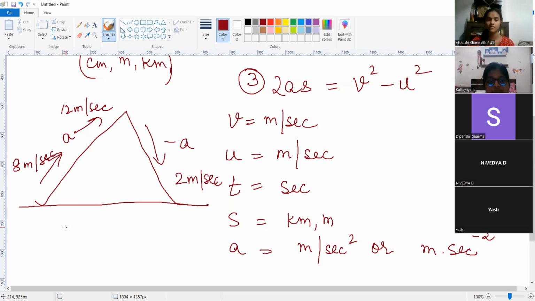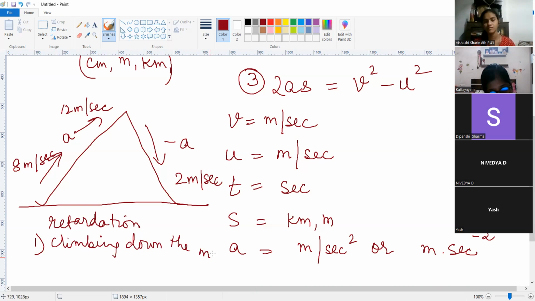Other examples of retardation are, first, climbing down the mountain. Yes, that is retardation. Second example, applying brakes. Whenever you apply brake, it is retardation. Whenever you start moving back, it is acceleration because you're increasing speed, velocity, sorry. Whenever you're applying brake, you're decreasing the speed. It is retardation. Am I clear, all of you?